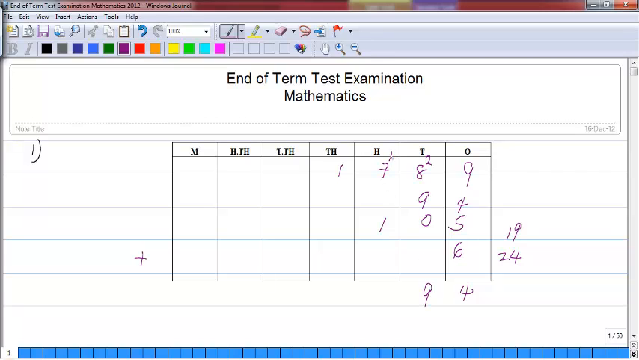Starting from the top again, we have 1 and 7 being 8 and 1 being 9. And we have 1 here with nothing else, so we bring it back down. So our answer would be 1994. So our answer for number 1 is A.